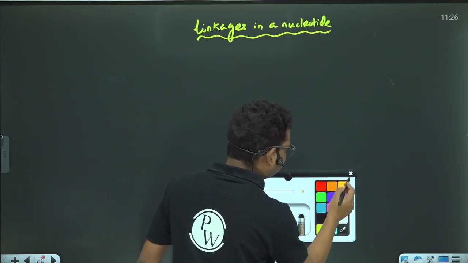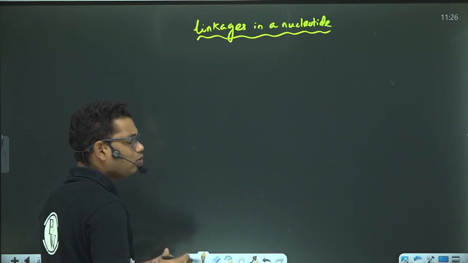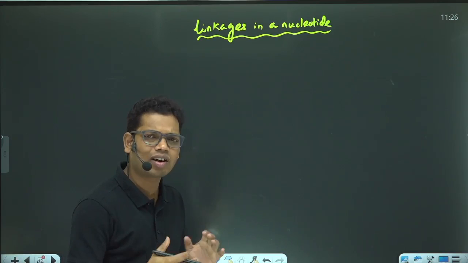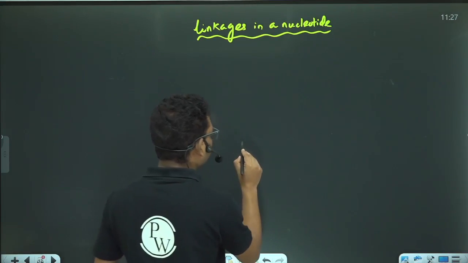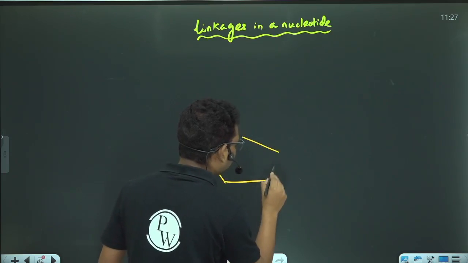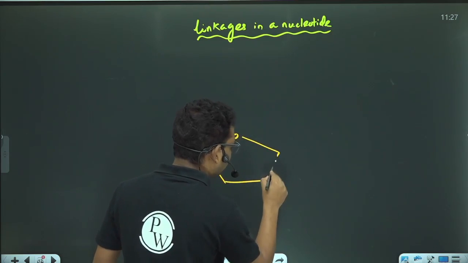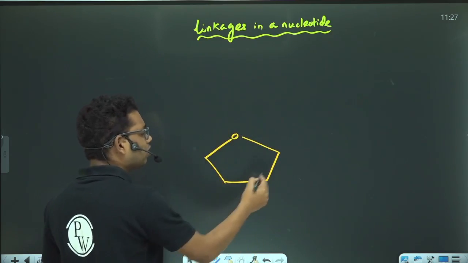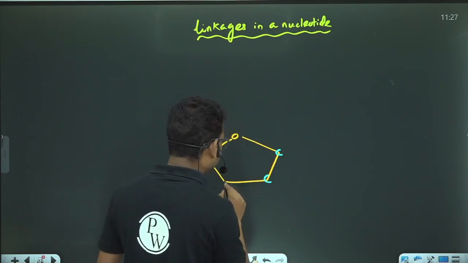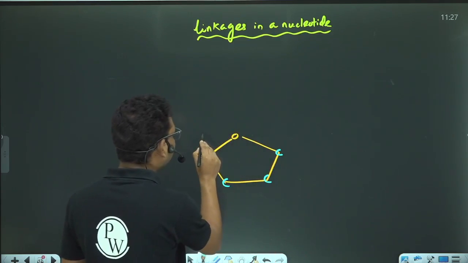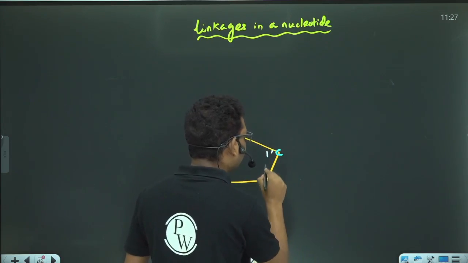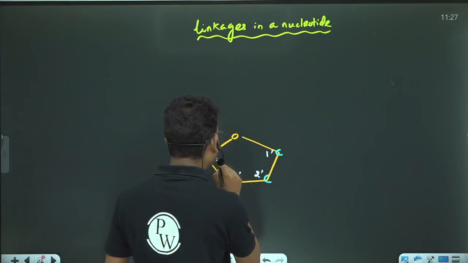Here I'm simply drawing a sugar. The sugar present in the nucleotide is 5 carbon, that means it is a pentose sugar. So let me draw one pentose sugar here. This pentose sugar is heterocyclic, because it has oxygen and in other places it has carbon. So this is 1st carbon, 2nd carbon, 3rd carbon, 4th carbon, and this is the 5th carbon, and these carbons are named as prime. So this is 1' carbon, 2' carbon, 3' carbon, 4' carbon, and 5' carbon.